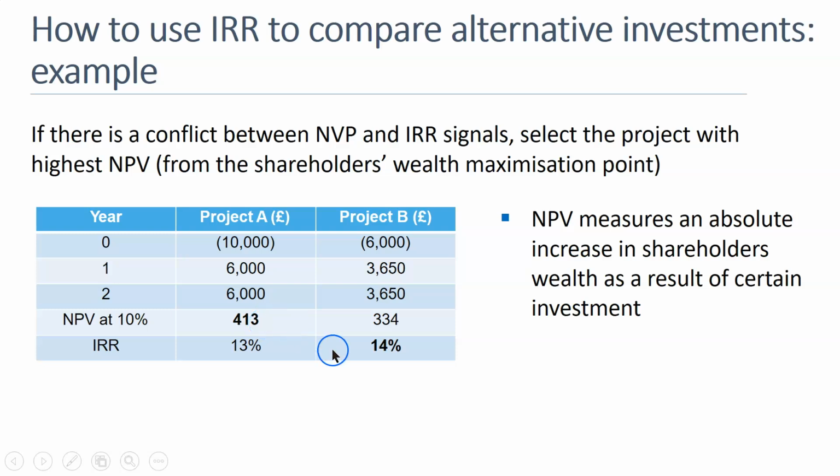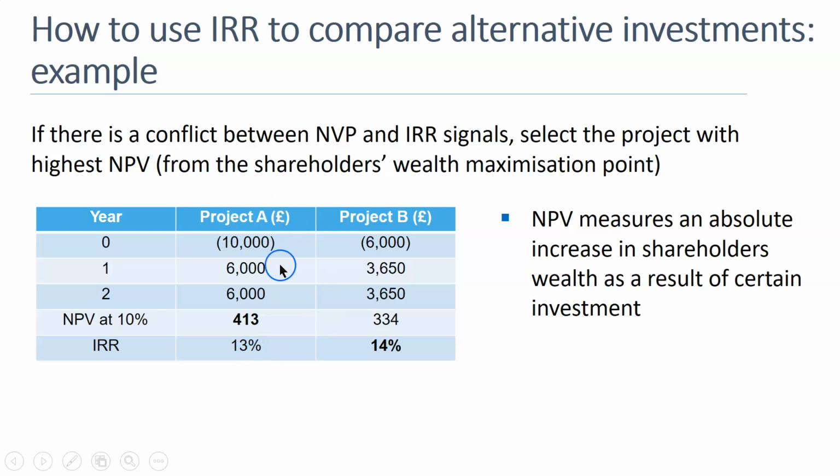So how do you make a decision in a case like this, when there is a conflict in these signals? As I said, net present value is the more important decision-making rule, because it measures an absolute increase in shareholders' wealth. It shows how much better off you're going to be if you invest in this particular project rather than elsewhere. Because your wealth will increase by more if you select project A, you should go for it, in spite of the fact that its internal rate of return, the percentage return, is lower.